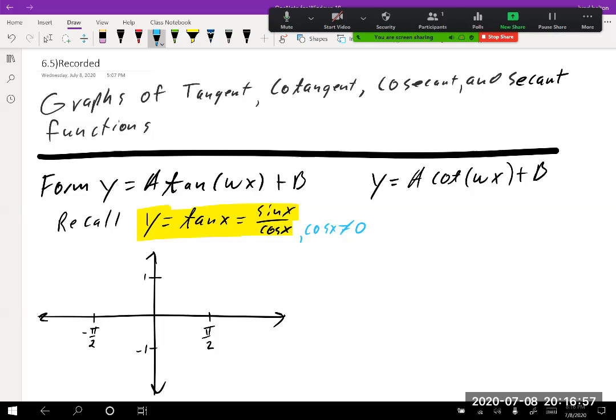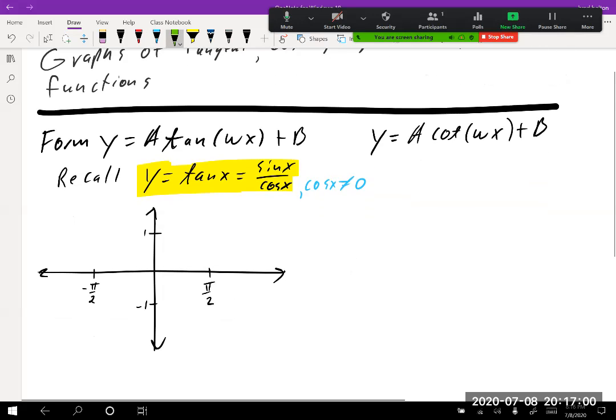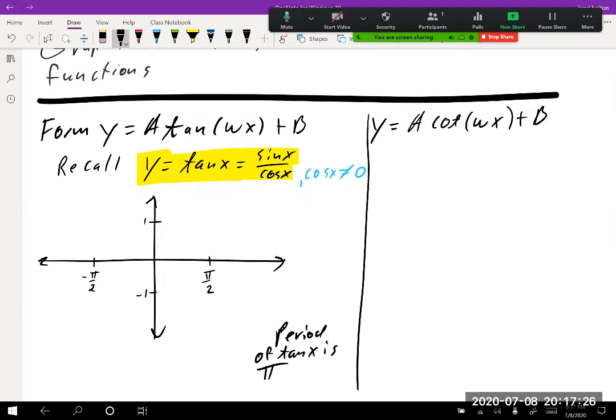So in general, for the basic tangent function, we go from negative pi halves to pi halves. That also implies that the period of tan x is pi. So instead of being 2 pi like it normally is with sine and cosine, with tangent, it's only pi. It recycles itself. The values repeat themselves after 1 pi, okay?